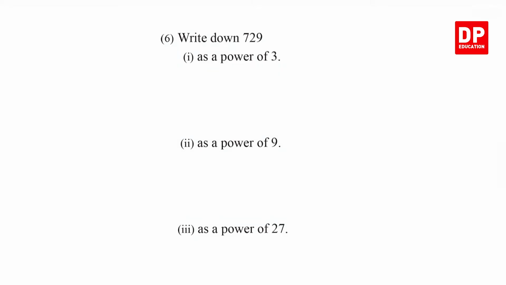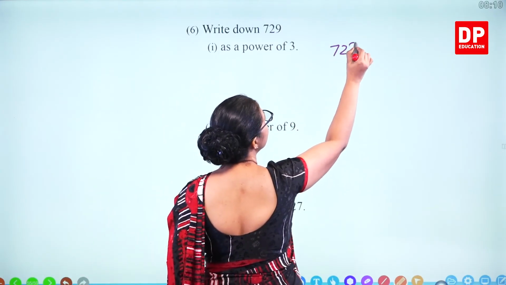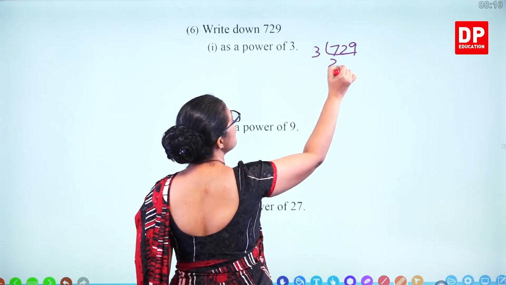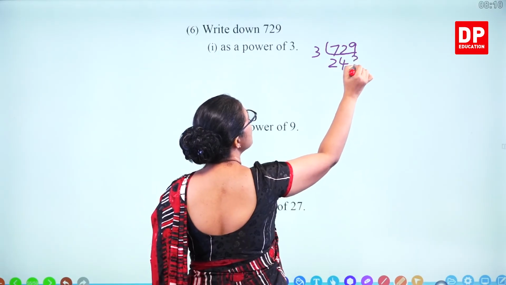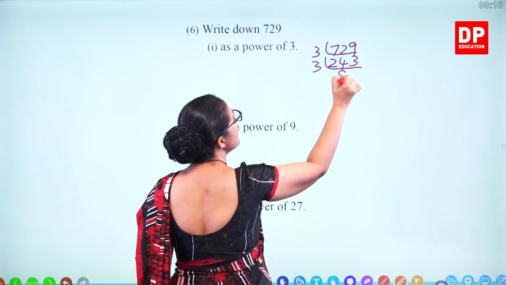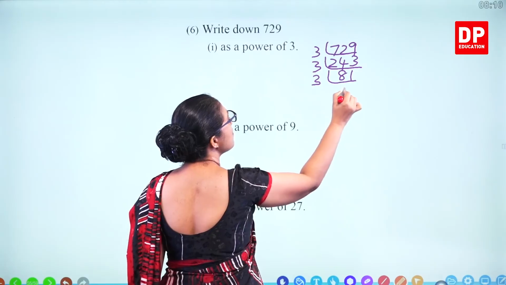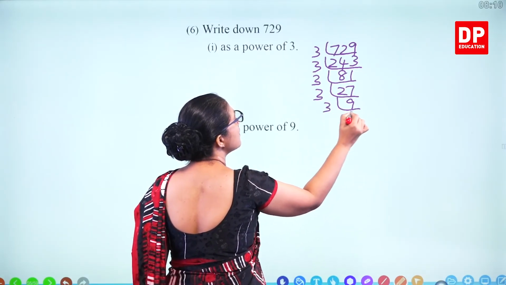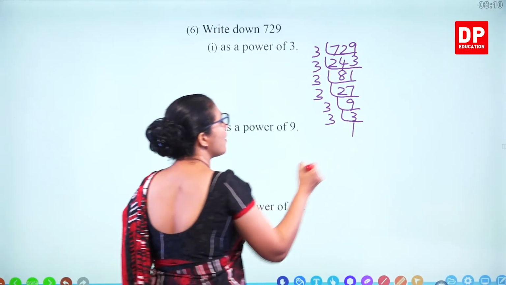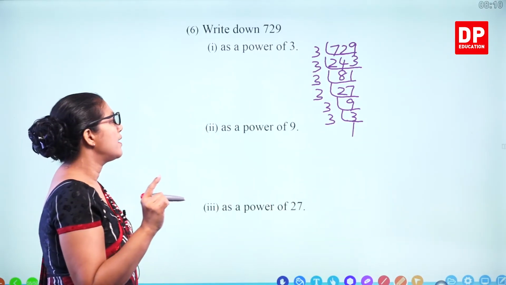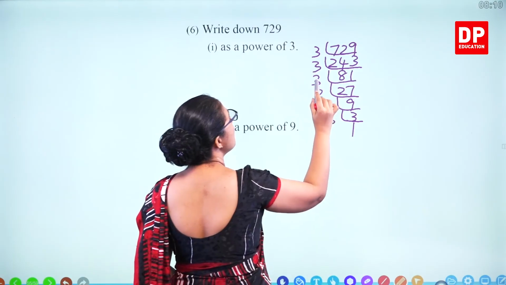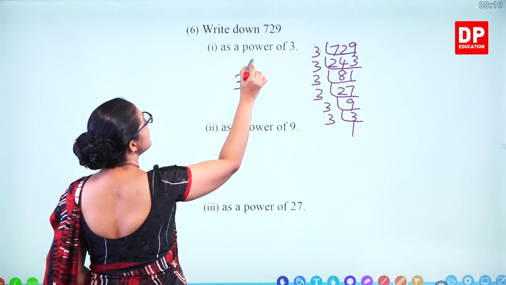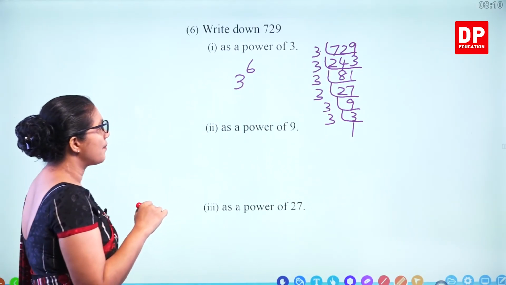Write down 729 as a power of 3. Divide by 3. 3 times 2, 3 times 4, 3 times 3. Again by 3, 81. Again by 3, 27. 3, 9. 3, 3 and 1. Till you get 1, you divide. 1, 2, 3, 4, 5, 6. 3 to the power of 6.